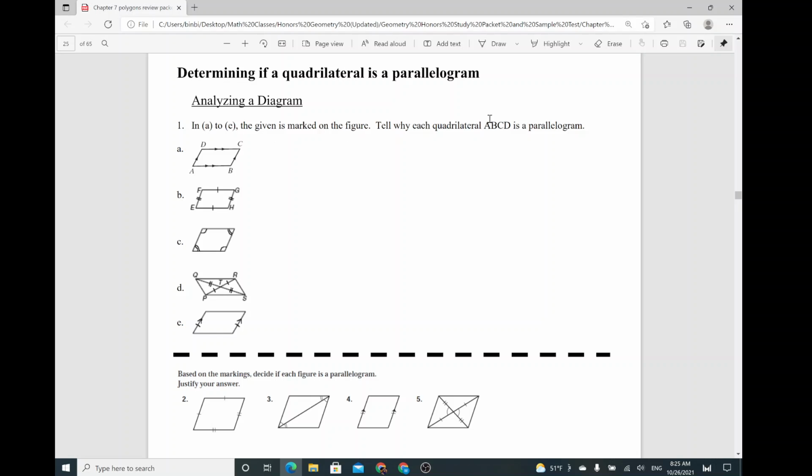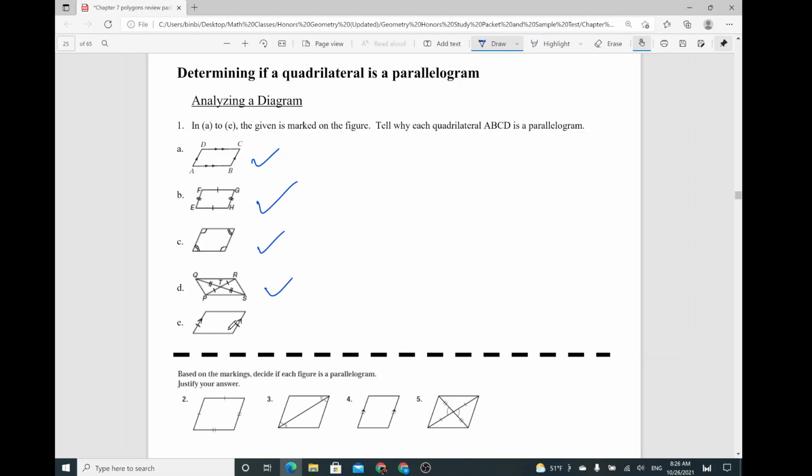Okay, analyzing the diagrams in A to E, given what is marked on the figure, tell whether each quadrilateral ABCD is a parallelogram. This one shows that the opposite sides are parallel, so it is a parallelogram. Just check that off. This one shows that the opposite sides are congruent, so yes, it is a parallelogram. The opposite angles are congruent, so this one is also a parallelogram. And this one shows that the diagonals bisect each other, so it is a parallelogram.